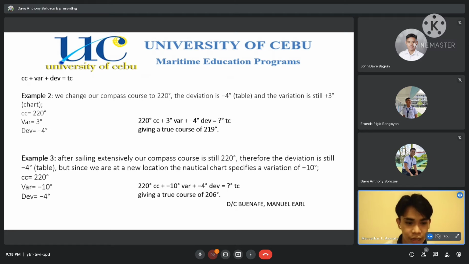Therefore, the deviation is still negative 4 based on the table, but since we are at a new location, the nautical chart specifies a variation of negative 10 degrees. So in example 3, we can see that our compass course is still 220 degrees, the variation changed a little to negative 10 degrees, and the deviation is negative 4 degrees. By following the formula, 220 degrees, which is the compass course, minus 10 degrees of variation, and minus 4 degrees of deviation is equal to 206 degrees, which is our true course.